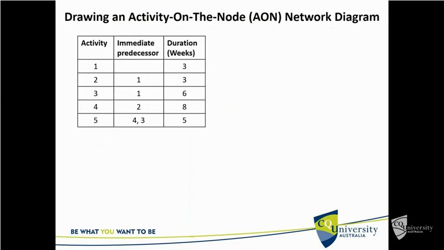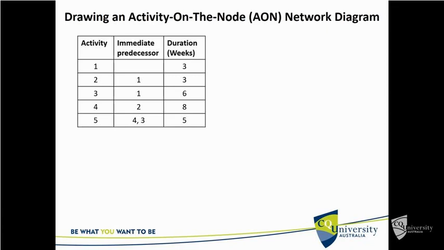So let's start doing an example. There's your basic activity schedule. Notice it's only got one duration column, whereas I said the PERT will have 3. So we've got durations in weeks. Activity 1 has no predecessor. It's the start. It takes 3 weeks. Then activity 2 can't start until activity 1's finished, and activity 2 takes 3 weeks, and so on.